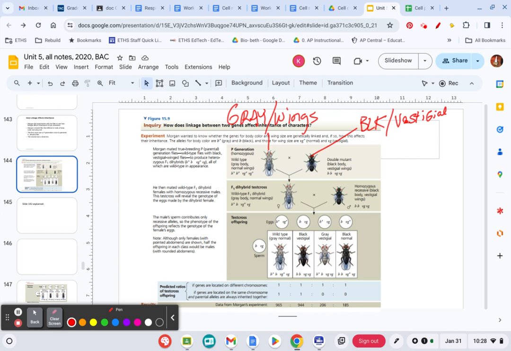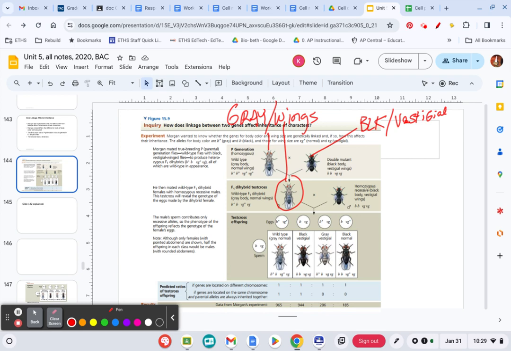And then, because black and vestigial is recessive, and gray and winged is dominant, you know that all of the offspring are going to be gray and winged. But what he was looking at was he wanted to see, were they all heterozygous? What were they exactly? He wasn't sure. So he did that test cross. Remember how I said you could do a test cross to see if they're homozygous dominant or heterozygous? Well, he took the offspring, which were all gray and winged.